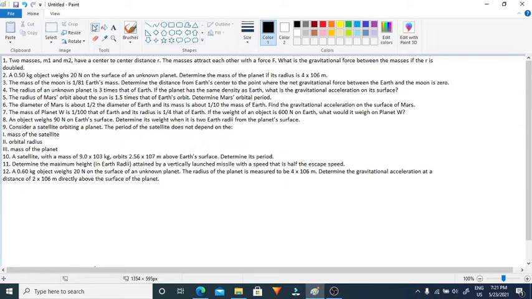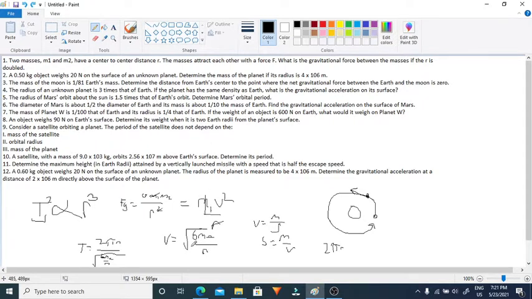All right. And then question 10. A satellite with mass of 9.0 times 10 to the third kilograms orbits 2.56 times 10 to the seventh meters above Earth's surface. Determine its period. All right. So, I just showed kind of how to find the period. So actually, I'm going to take that work back. And we have this right here.